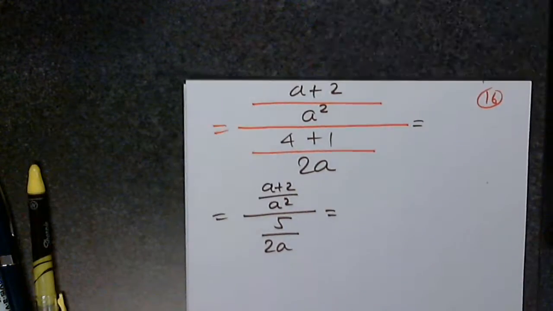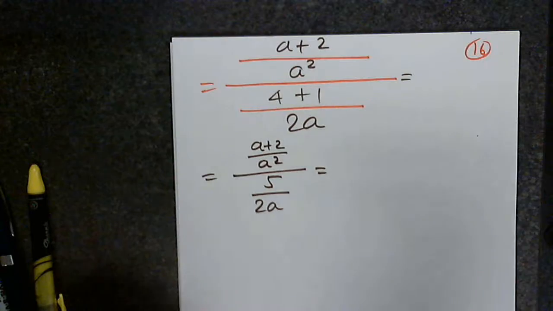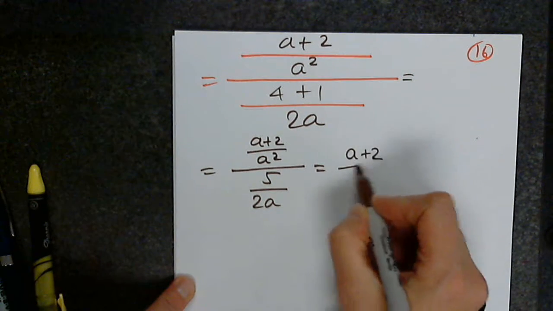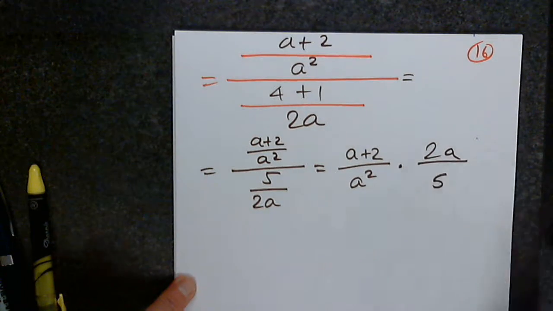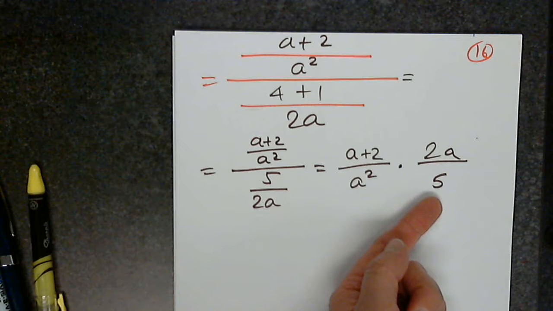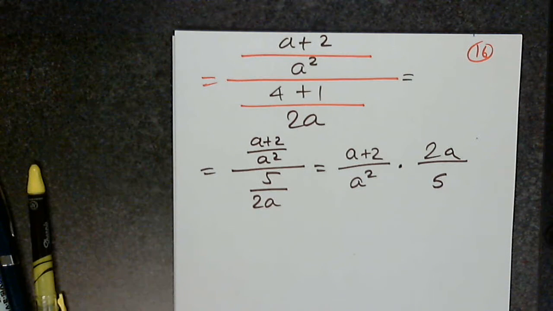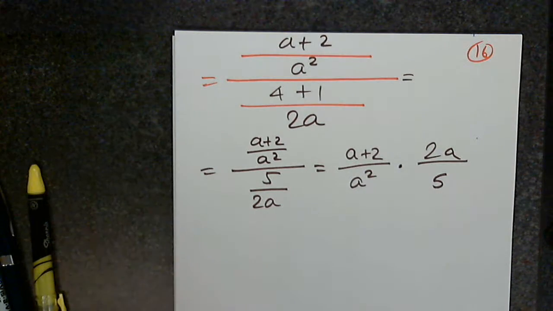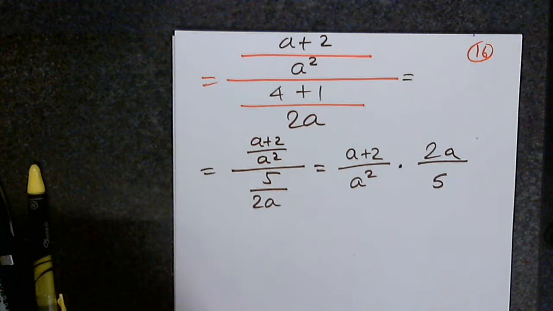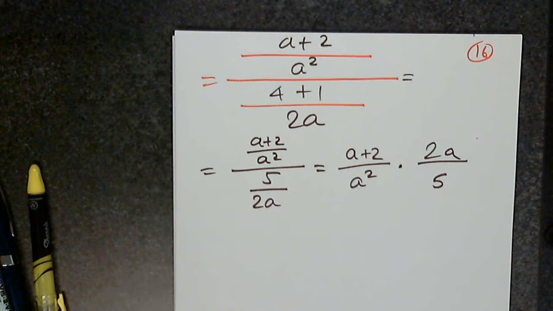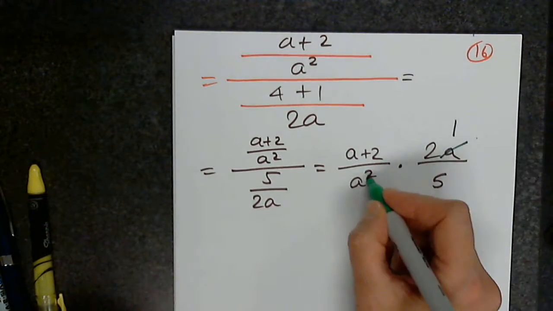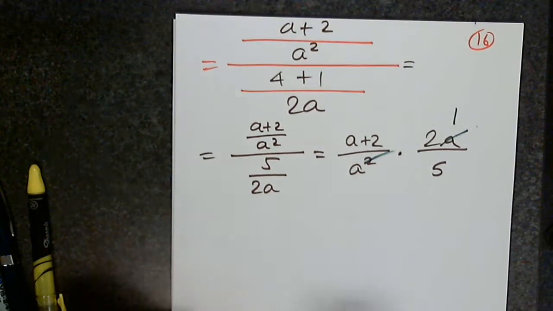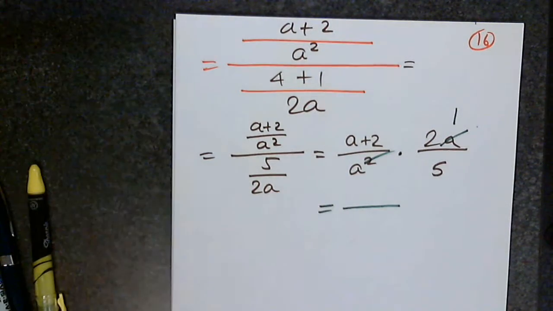Simplified, fully simplified. What do I do? a plus 2 over a squared, multiplied by 2a over 5. Very good. There is an extra denominator now, but it's 5. I can write a restriction for 5. So I'm hoping to be able to get rid of something. Can I get rid of anything? An a from here and 1 a from here. Therefore, the simplified form, can anyone dictate the simplified form?